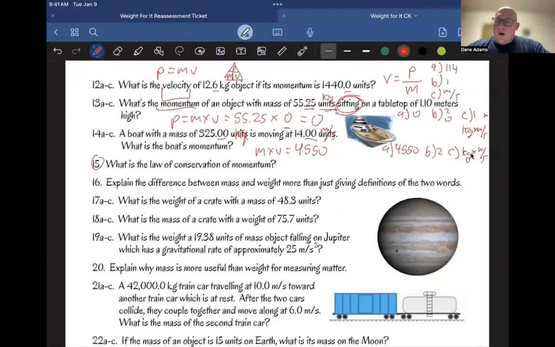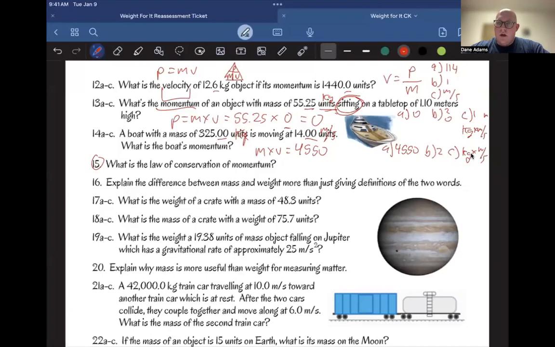So what does the law of conservation of momentum state? It states that the total momentum of a system, not of one particular object, but of a system, remains constant before and after a force or an interaction or a collision of some kind. The total momentum stays the same. Does that mean that all objects within that system will maintain their momentum? No, of course not.